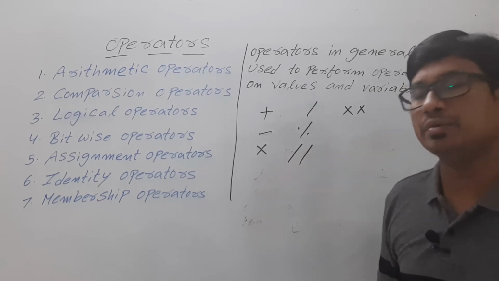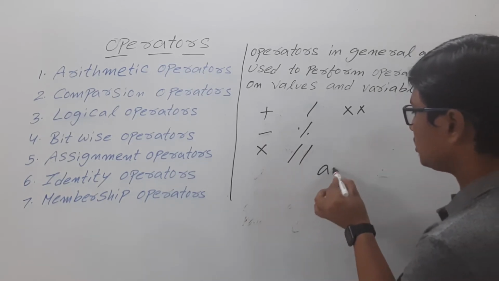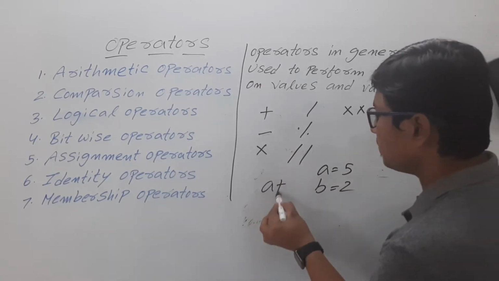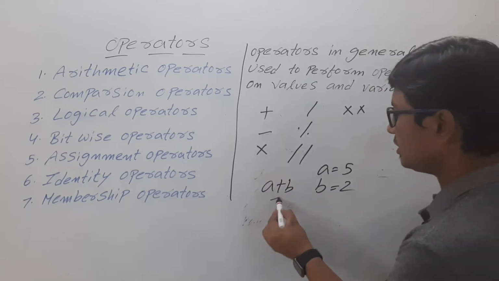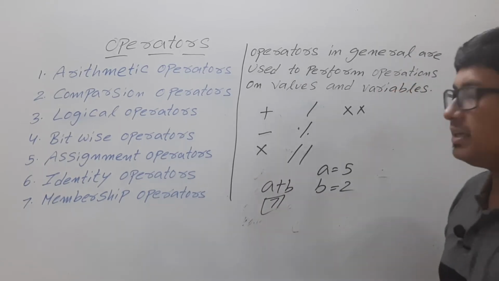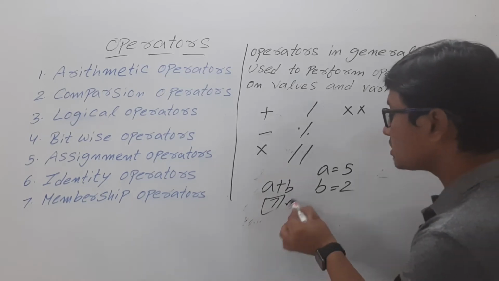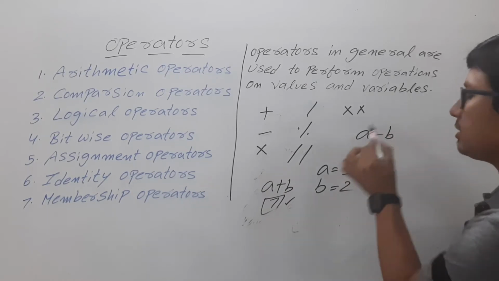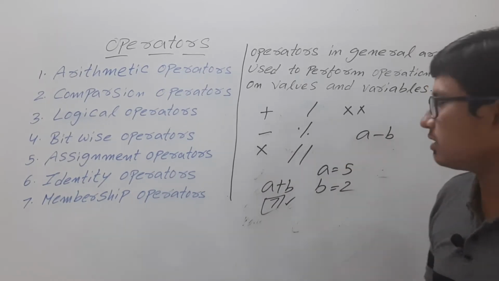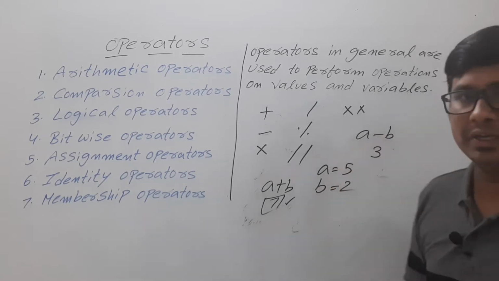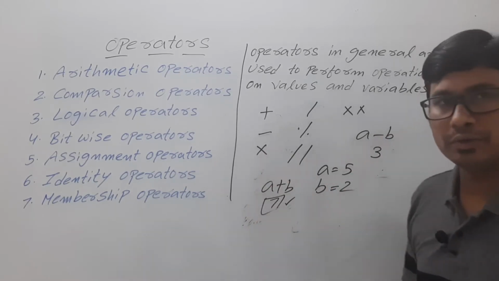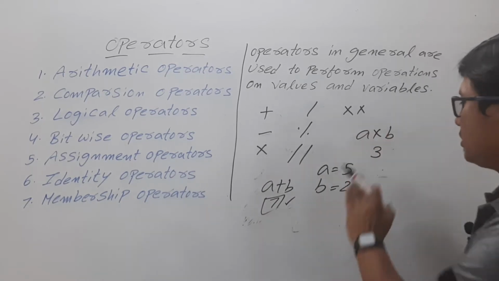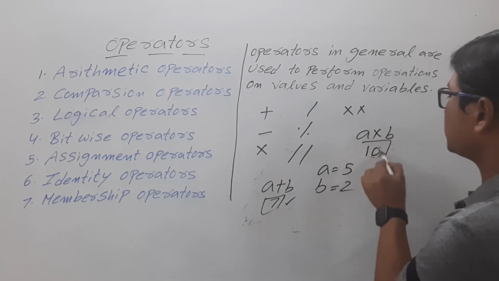Now let me discuss the addition. Suppose a is equal to 5, b is equal to 2. If you write a plus b, so 5 plus 2, 7 will be displayed. Is it clear? In the print, if you write a plus b, value 7 will be printed. So that is about the addition. If you perform the subtraction, if you write a statement called a minus b and print that, 5 minus 2, 3 will be displayed as an output. Then for multiplication, you can simply write a into b, which is 5 into 2, 10 will be displayed.